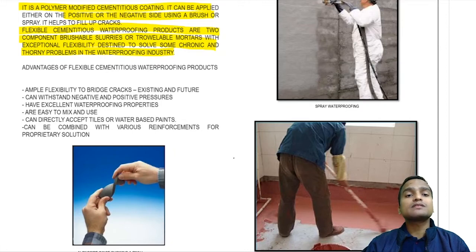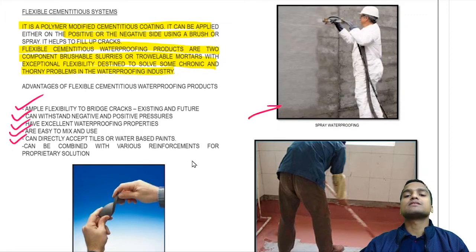And a few advantages of the cementitious waterproofing system: it can be applied amply and with great flexibility in cases of bridging cracks, even if cracks exist or may develop in the future. It can withstand negative as well as positive hydrostatic pressures, and it has excellent waterproofing properties. They are easy to mix and use, and they can directly accept tiles or water based paints.